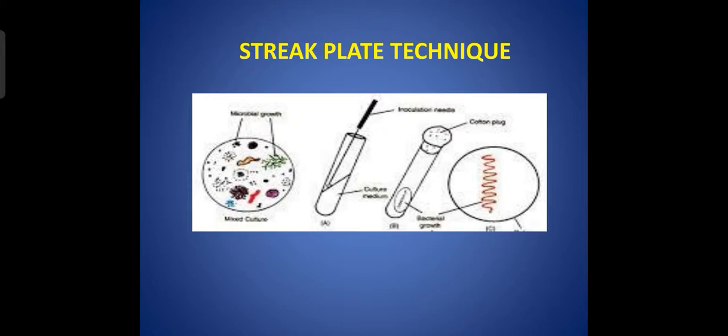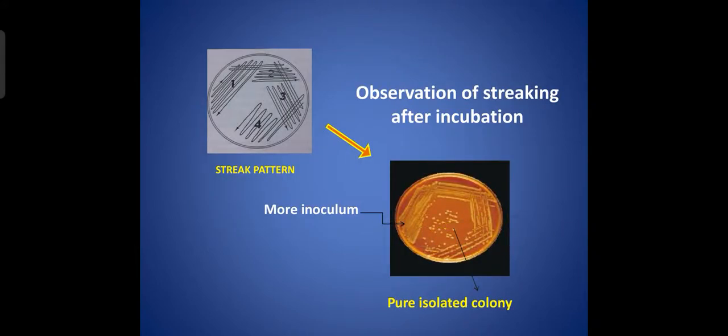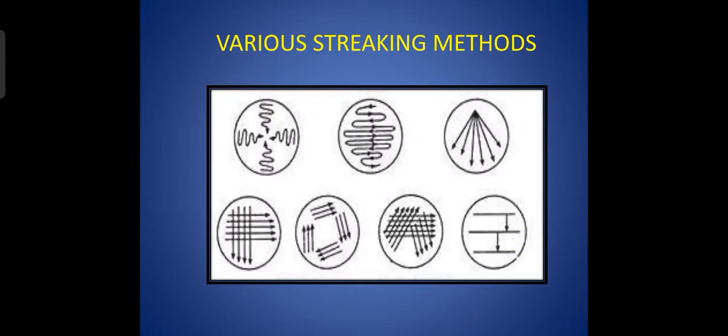Streak plate technique. How to do it? We take a sterile Petri plate containing sterile medium, allow it to solidify, then from pure culture samples we'll take a loop full of sample in a sterile inoculation loop and streak it on the surface of the solidified agar on your Petri plate in zigzag manner or parallel, radiant, etc. That is about streak plate technique. These are the various streaking methods.